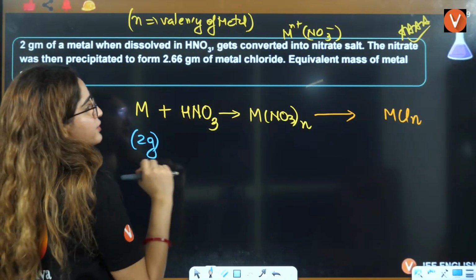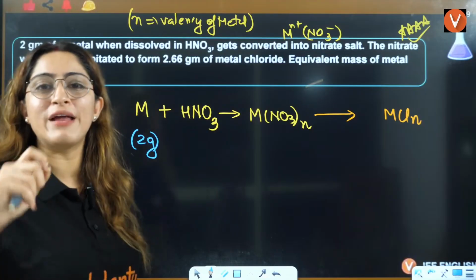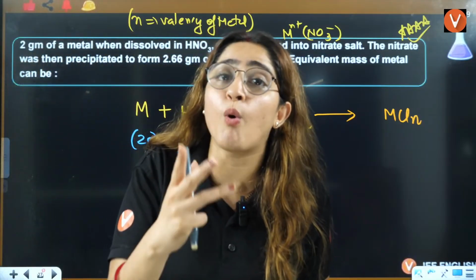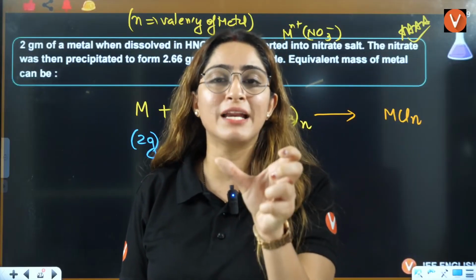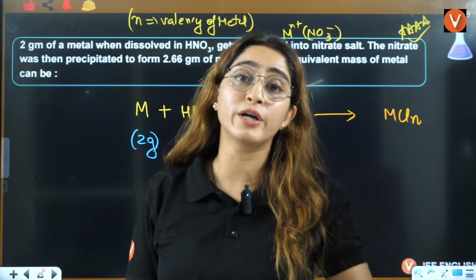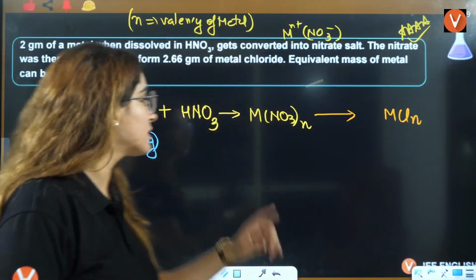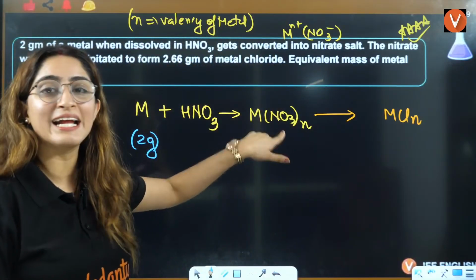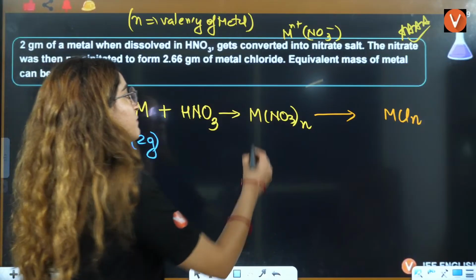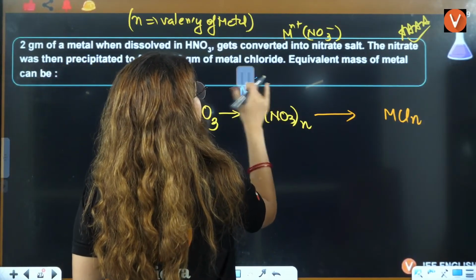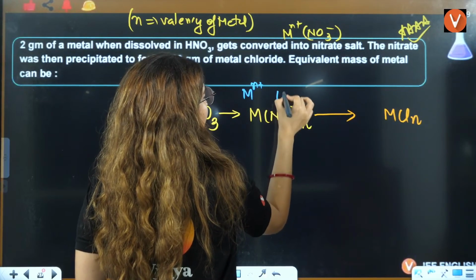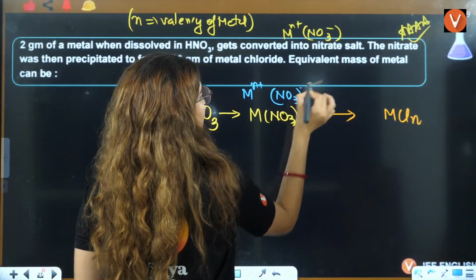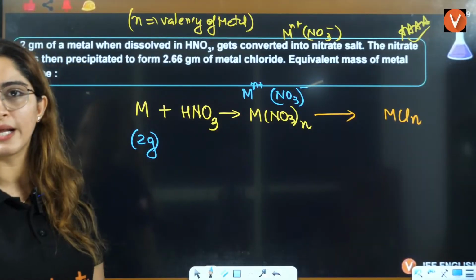This is the nitrate salt. Now I am taking the valency of the metal as N positive. The metal is electropositive, so that's why I have taken the valency as N positive. It will be converted to a cation because it is forming a compound with the nitrate ion. So this must be a cation, that means it must be Mn. This will be M with valency N, and this will be NO3 negative. After cross multiplication, you will get this.